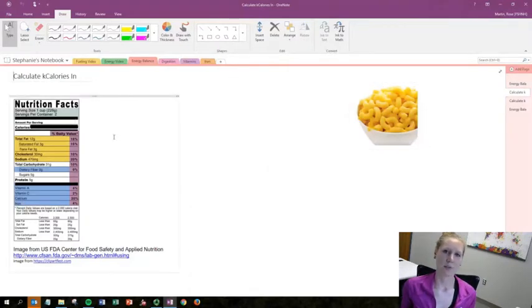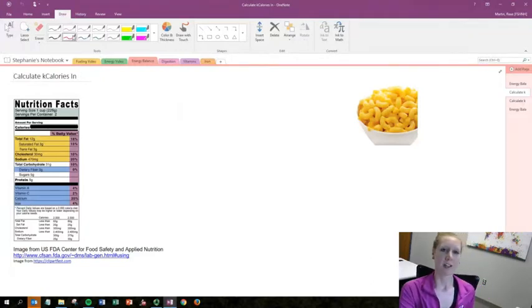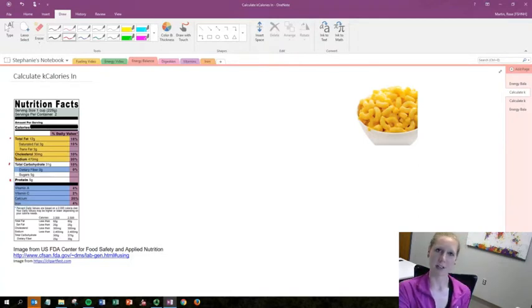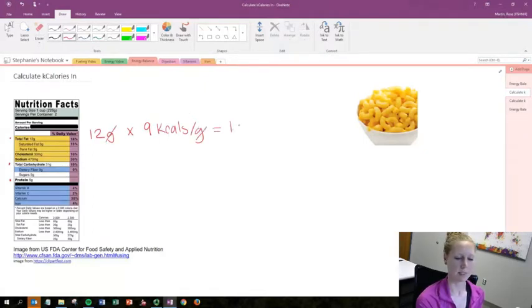So this is a food label of macaroni and cheese, and if we were given the grams of each of these, the fat, carbohydrate, and protein, we can use those numbers, multiply them by our physiological fuel values, and find out the total kcals in a given serving. So let's start with fat. We know that it has 12 grams here. We're going to multiply that by our 9 kcals per gram, cross out the grams, and we see that there's a total of 108 kcals from fat.